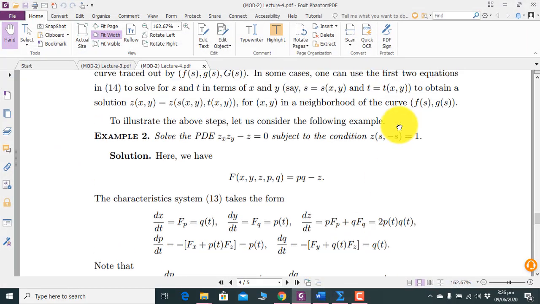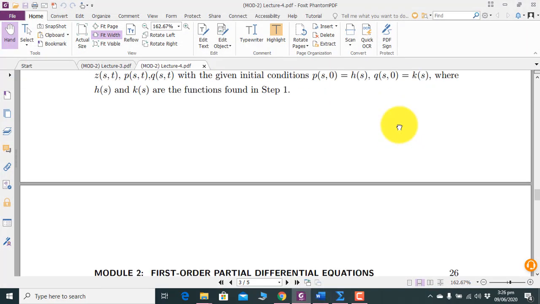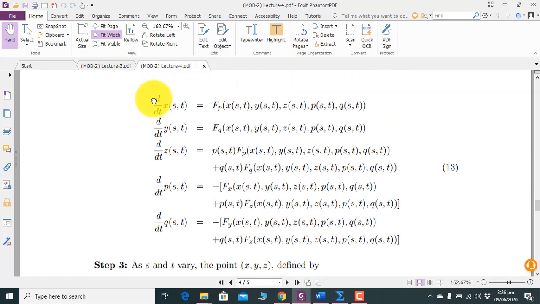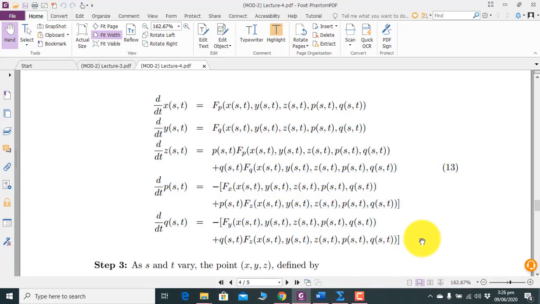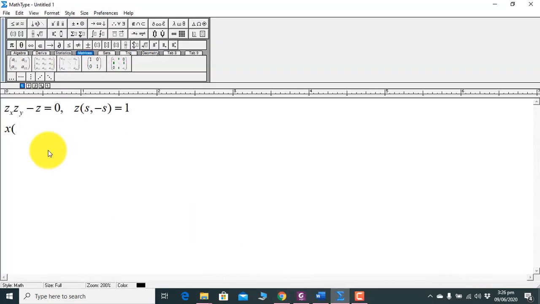I'm not going to explain the method of characteristics for the initial value problem, instead I am implementing it. In equation 13 we have the system, and here we have x of s,t, y of s,t, z of s,t, p of s,t and q of s,t and their ordinary differential equations. In that system you must know the particular conditions as well. So in the given question, what are the particular conditions? x of s,t, y of s,t, z of s,t, p of s,t and q of s,t is our requirement.